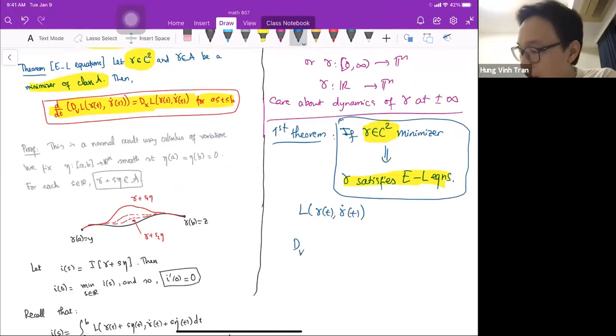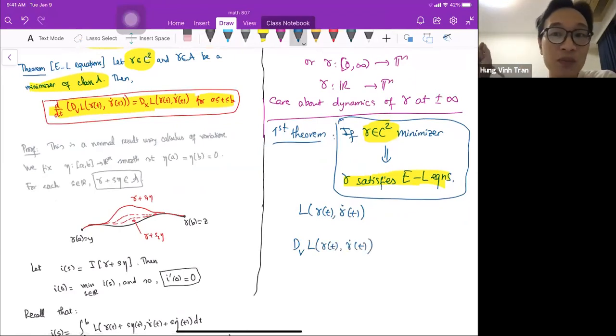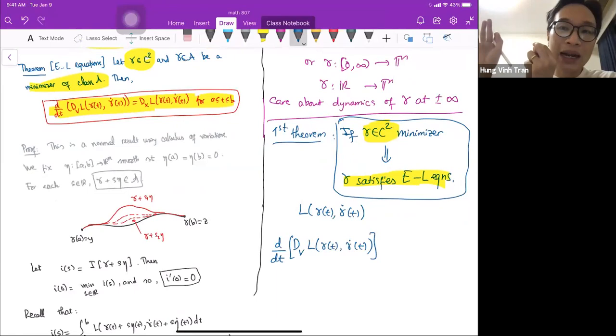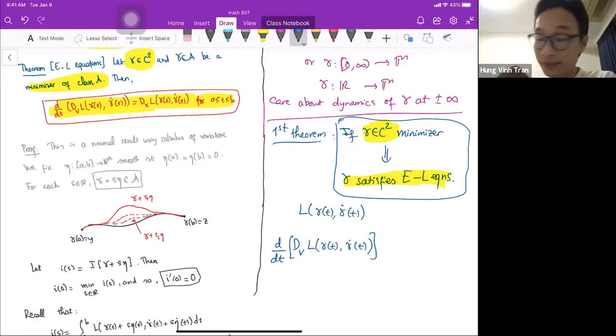If I take the derivatives in the v variables, something like gamma dot pops out, right? So I have one derivative more than gamma, so I would have to hit it back. That's why I have d over dt. That's the way to think about that. Because again, I have one more derivative: instead of gamma, I have gamma dot. So I have to hit it back. That's why I have d over dt of d_v L.